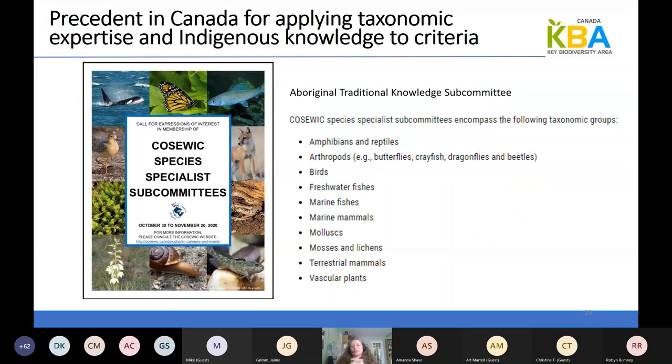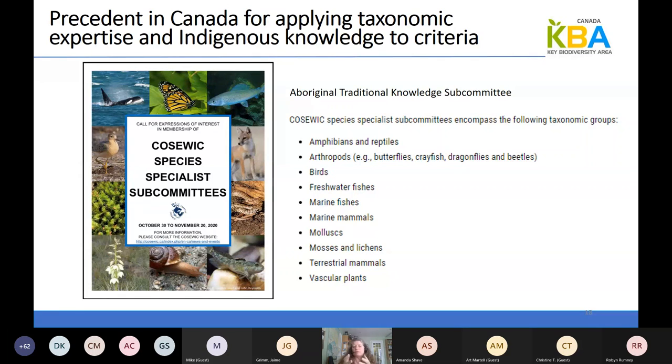And there's also precedent by COSEWIC for applying taxonomic expertise and Indigenous knowledge to criteria. The way that COSEWIC is structured honors this taxonomic diversity. It does not deal with ecosystems, but at least on a species level, it really does deal with species and genetic diversity within. And you've got a whole host of individuals who are involved in the assessment process. You've got the people around the COSEWIC table directly who represent enormous taxonomic and geographic expertise, but you've also got that embedded within the subcommittees, who aren't necessarily at the table, but work behind the scenes over the years to get the reports and assessments ready for the COSEWIC table to do the formal assessments.